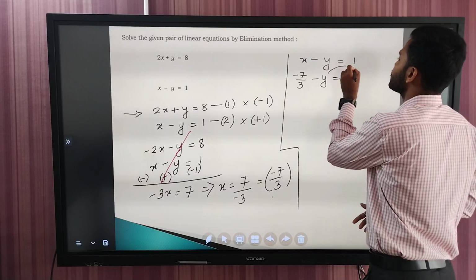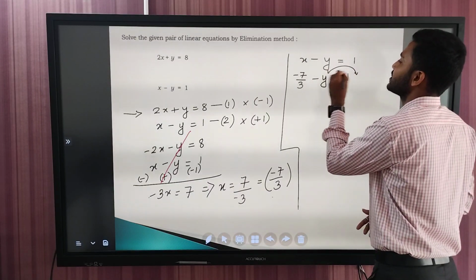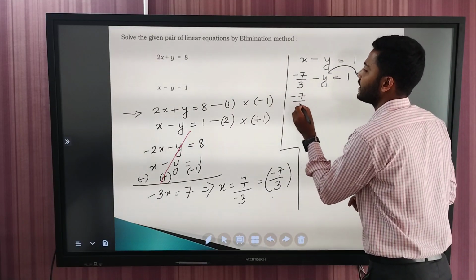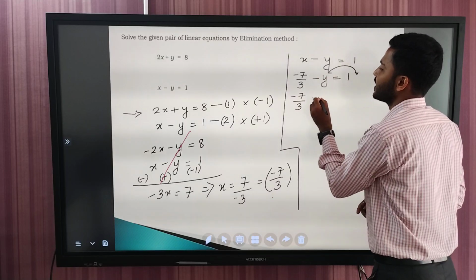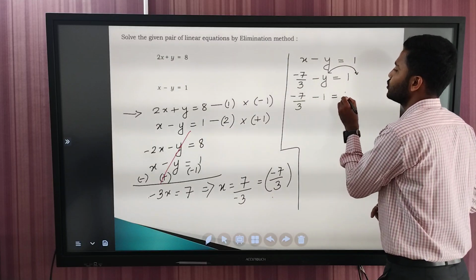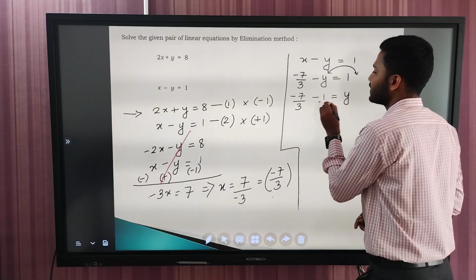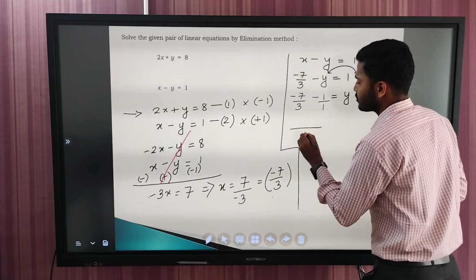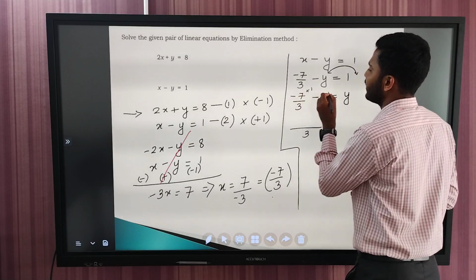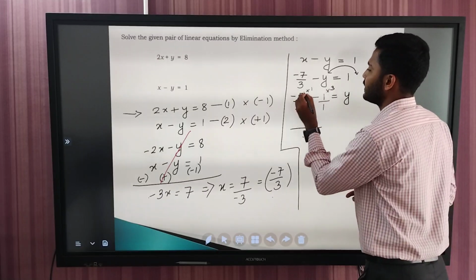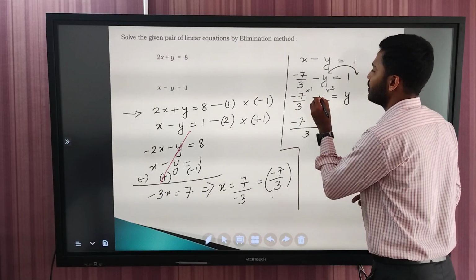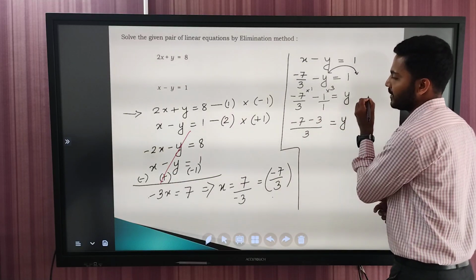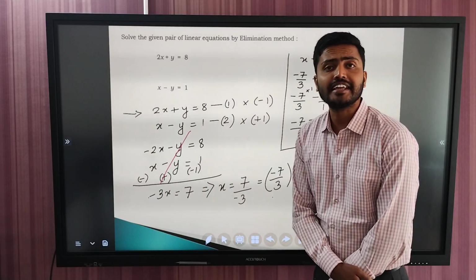So what I'll do, I'll take this on this side and 1 on this side. Okay? So we'll just transpose. So minus 7 by 3, plus 1 comes on this side and becomes minus 1, is equal to plus y. If there is nothing in the denominator, there is always 1. Find the LCM. It is going to be 3 multiplied by 1, which is 3. So minus 7 into 1 is minus 7, minus 1 into 3 is minus 3, is equal to y. So now what is minus 7 minus 3?